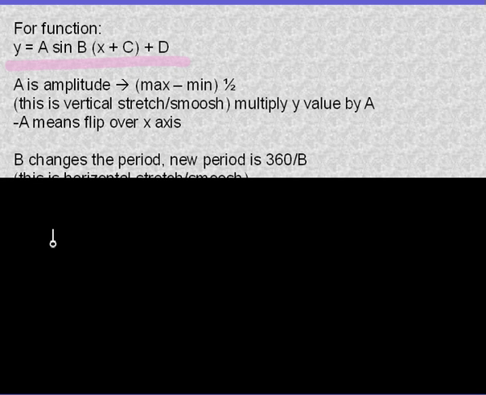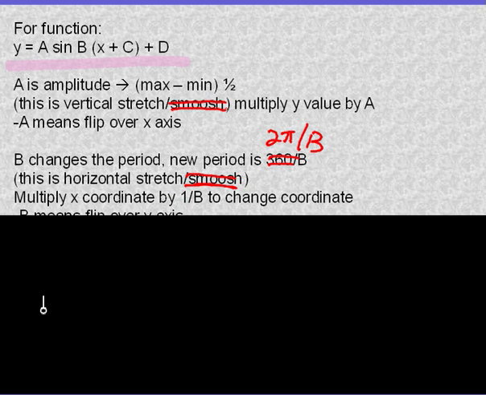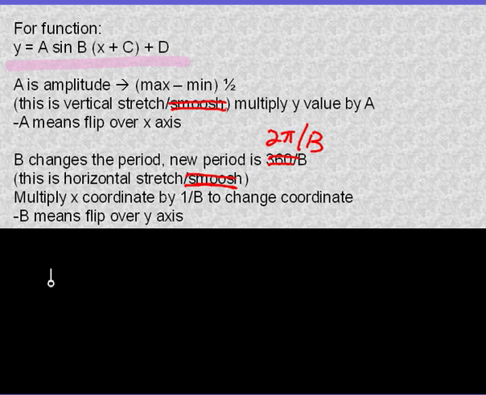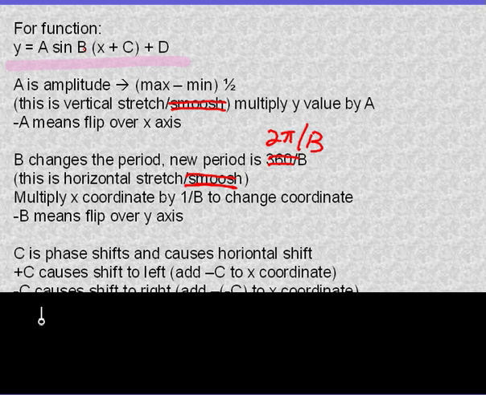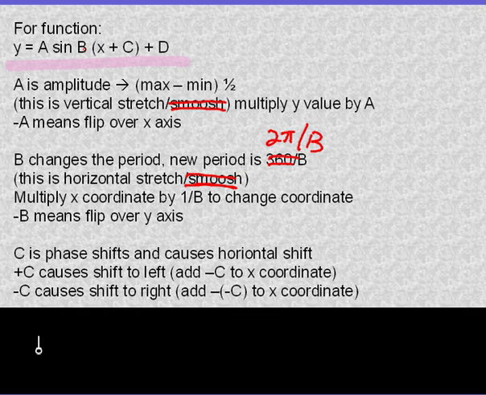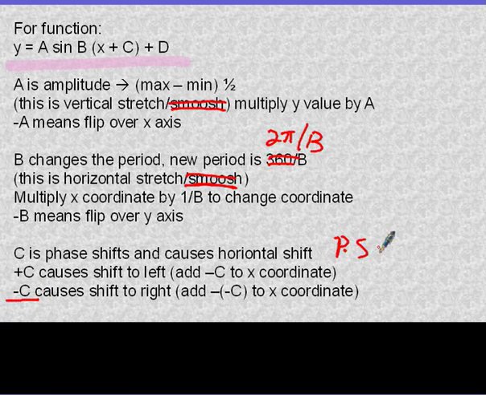B changes the period. The new period is, whoops, I need to update these, 2 pi over B. This is your horizontal stretch. And then you have to multiply the x-coordinate by 1 over b. A negative b is a flip over the y-axis. C is a phase shift. It causes a horizontal shift. So in this one, b is outside the parentheses. So that means your phase shift is just going to be -c. So phase shift equals -c.